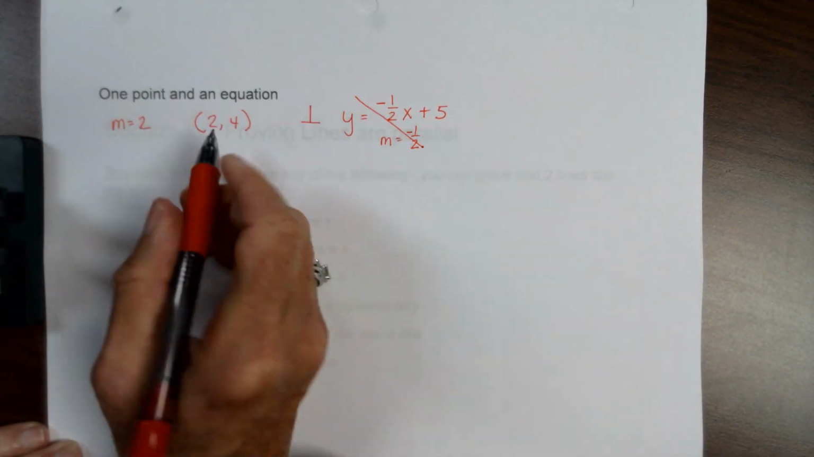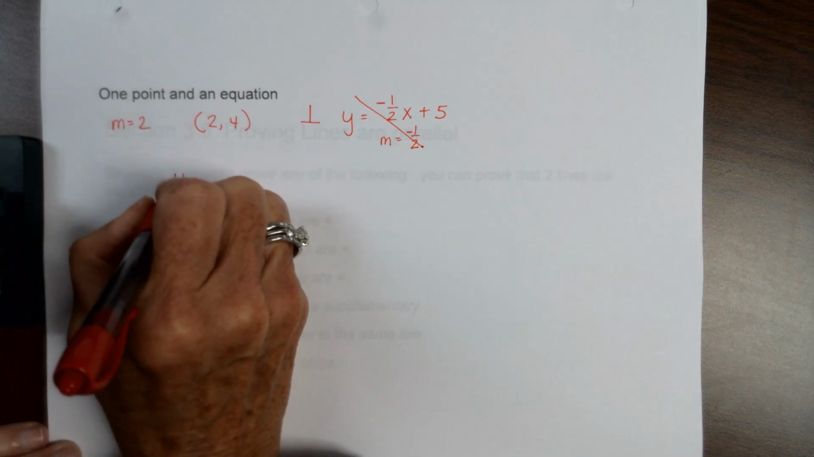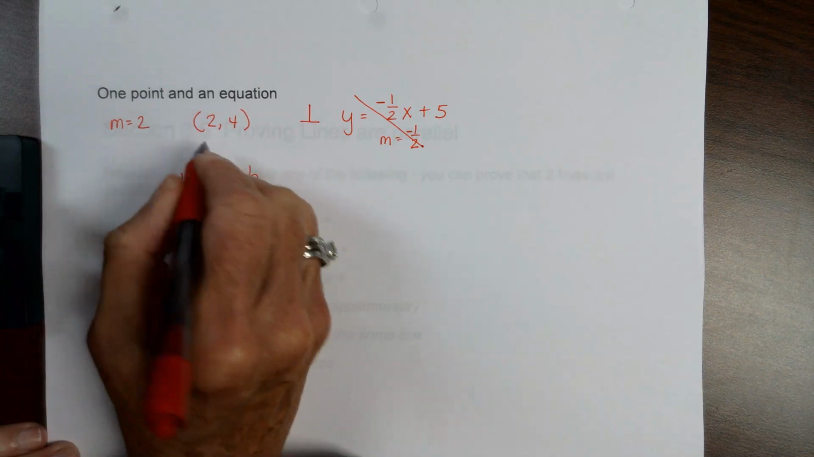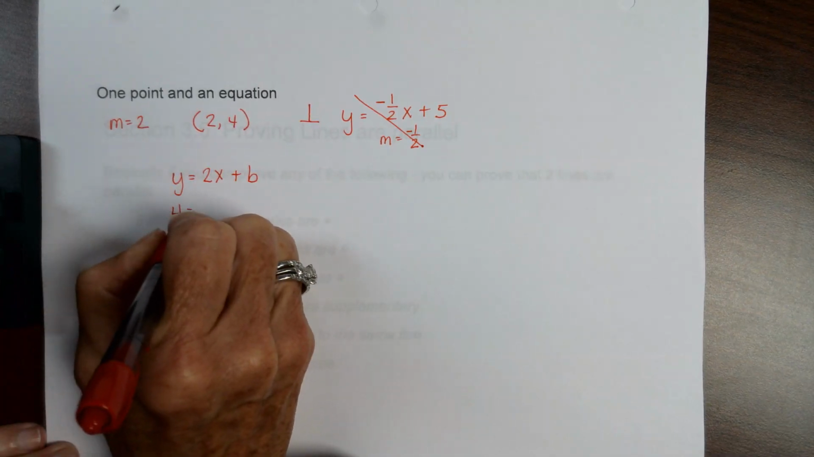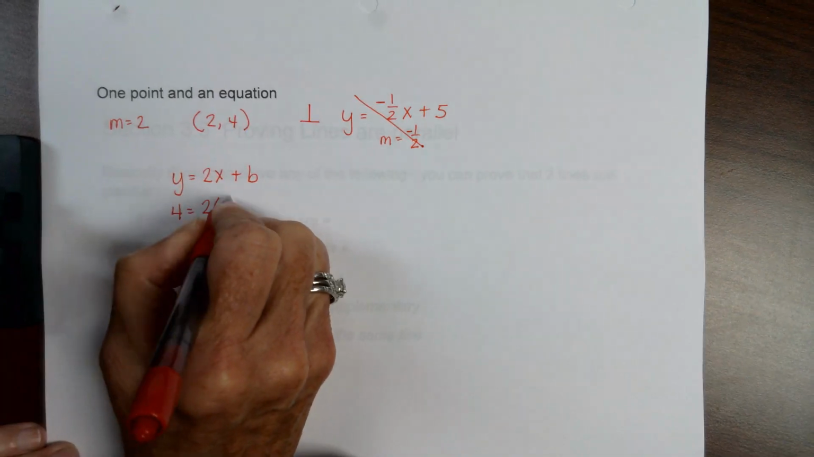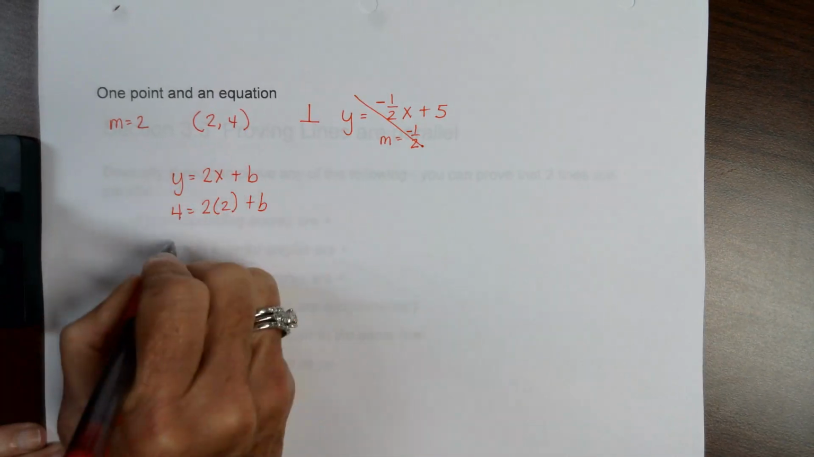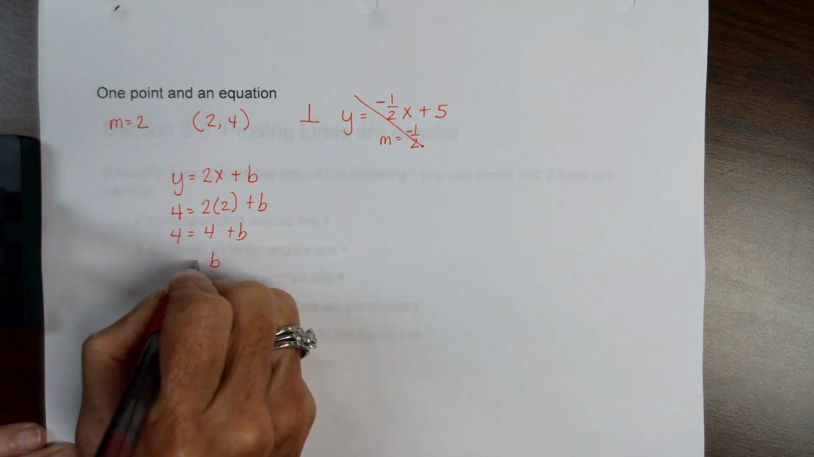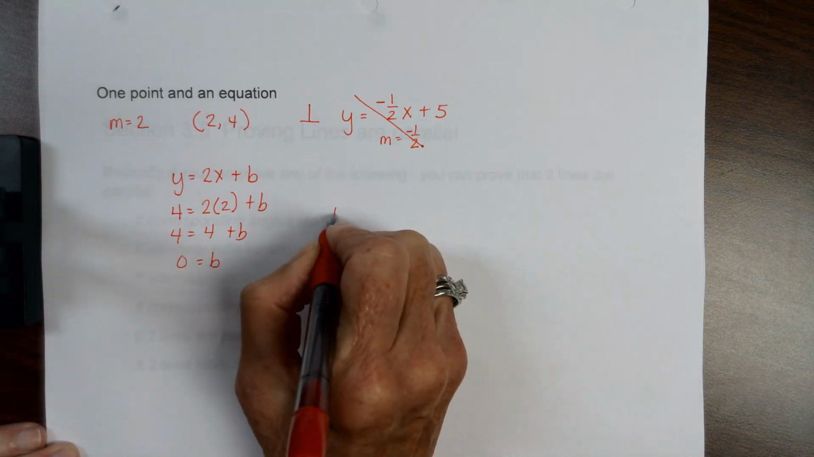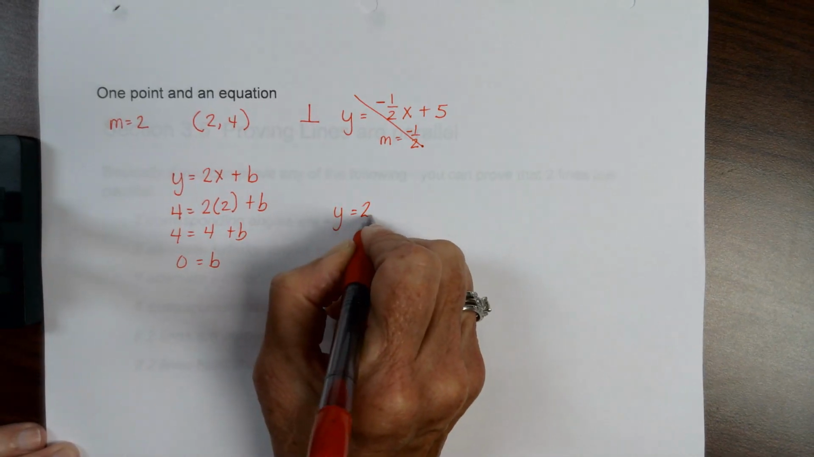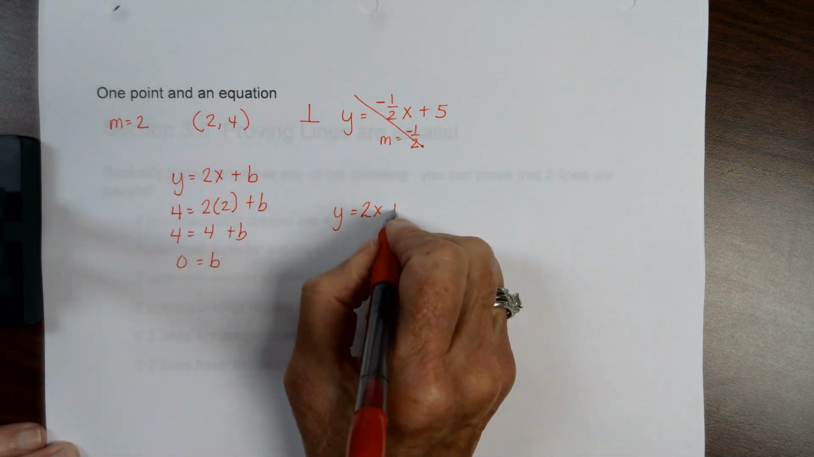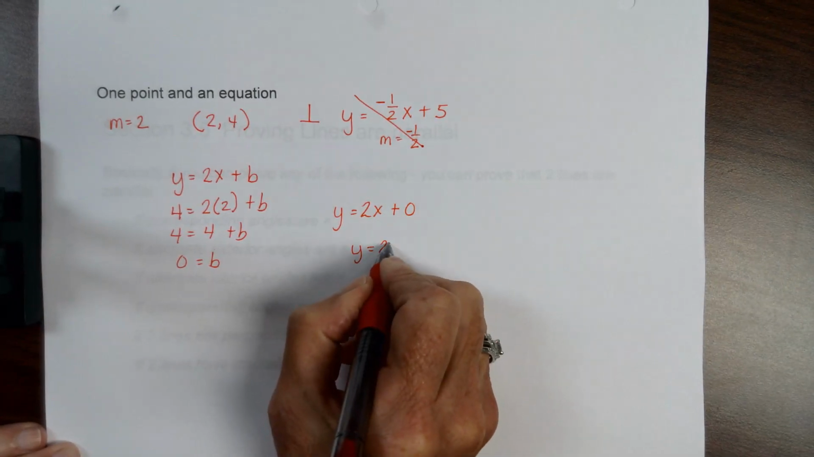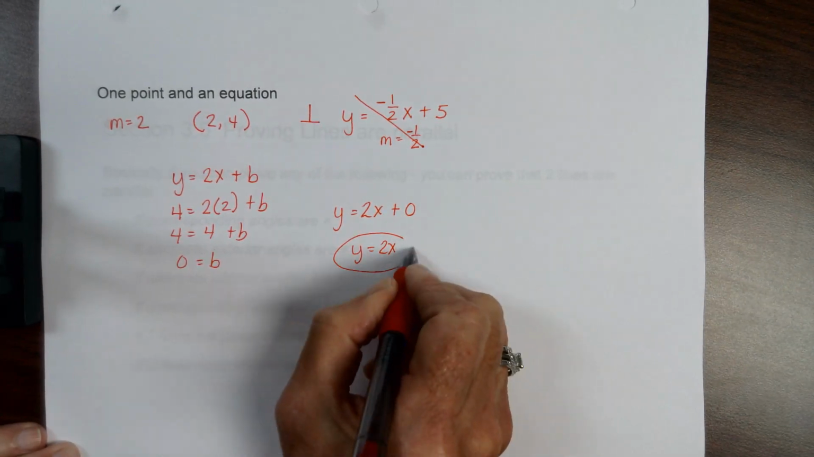Then I'm done with that equation. So I have y is equal to 2x plus b. Plug in my x and y. So 4 is equal to 2 times 2 plus b. So I have 4 is equal to 4 plus b. And I'm going to find out that b is equal to 0. So I have y is equal to 2x, because that's the slope I'm using, plus my y-intercept, or I could just write y equals 2x since my y-intercept is 0.